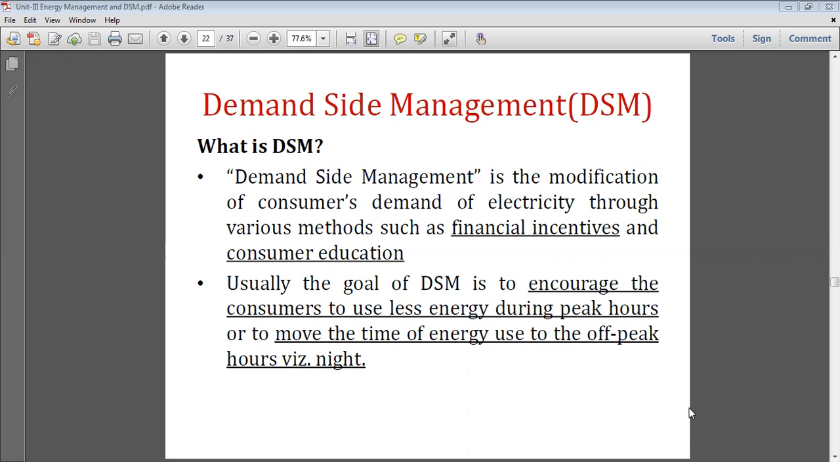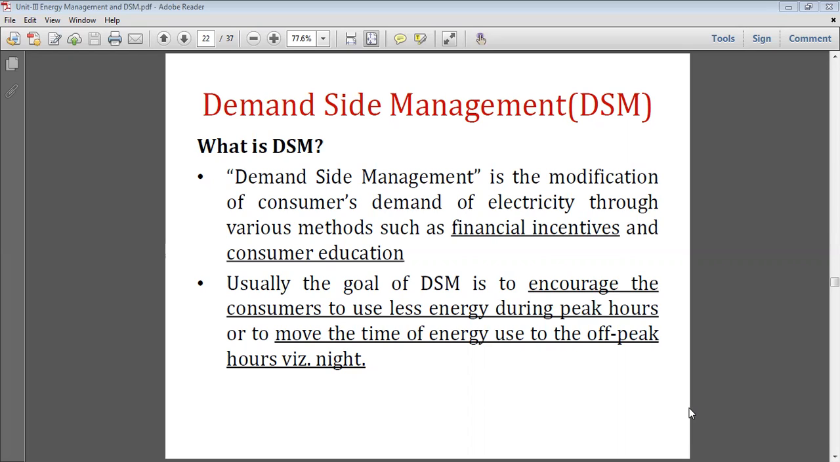Because of kVAH billing, it becomes very important to maintain the power factor near unity. It should not go to the leading side, and it should not be on the lagging side less than 0.95 power factor, leading or lagging. Okay, so today we will discuss demand side management.